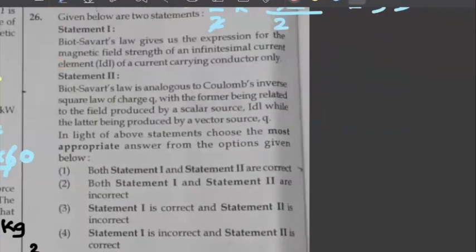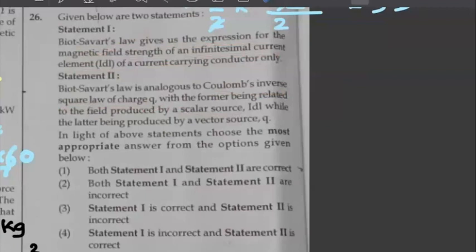Okay. Two statements are given to us. Statement 1: Biot-Savart's law gives us the expression for magnetic field strength of an infinitely small current element of a current carrying conductor only. Yes, that's true. And statement 2: Biot-Savart's law is analogous to Coulomb's inverse square law of charge Q, the formula being linked to field produced by a scalar source, charge Q. Coulomb's inverse square law of charge Q is basically 1 upon 4 pi epsilon naught Q1 Q2 by r square. So Biot-Savart's law is analogous to Coulomb's law. Yes, that is also correct.